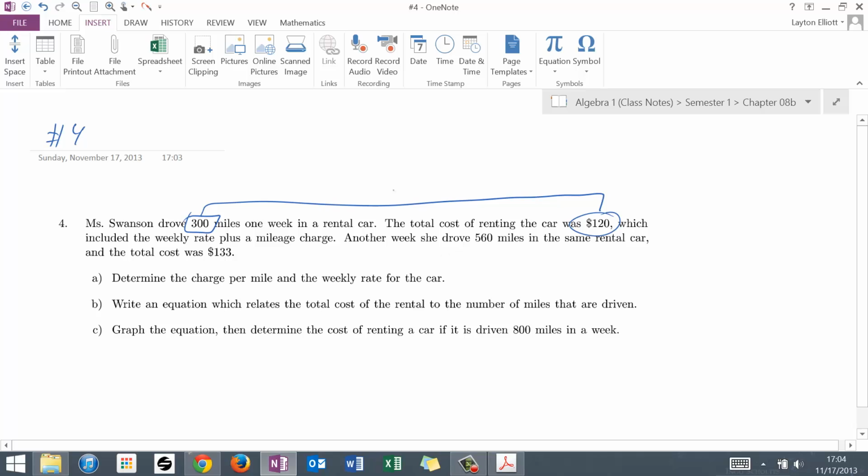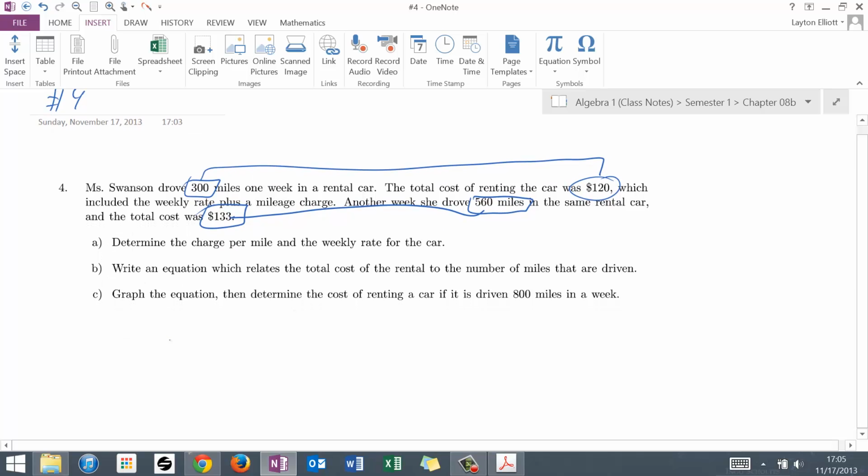Then another week, she drove 560 miles and the cost was $133. So there's a link between the two of those. If you drive more miles, it's going to cost more money. And it wants to know the charge per mile and the weekly rate, meaning it's not the 120, it's not the 133. It's how much it costs to charge even if you don't drive any miles.